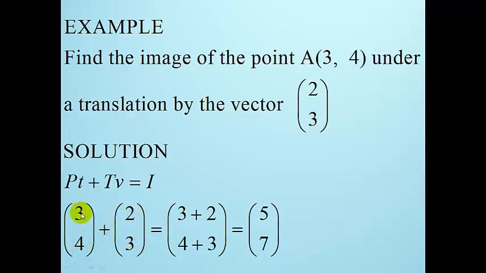This is equal to (3 plus 2, 4 plus 3). 3 plus 2 equals 5, and 4 plus 3 is equal to 7. This means that (5, 7) is the image of the point A (3, 4) translated by the vector (2, 3). The image is (5, 7).